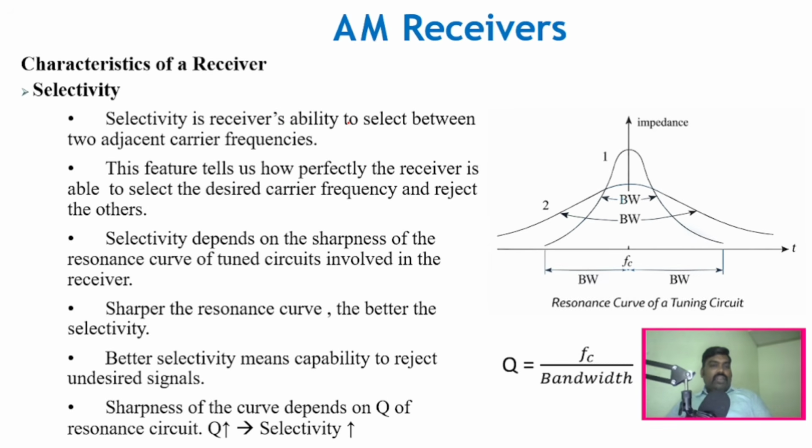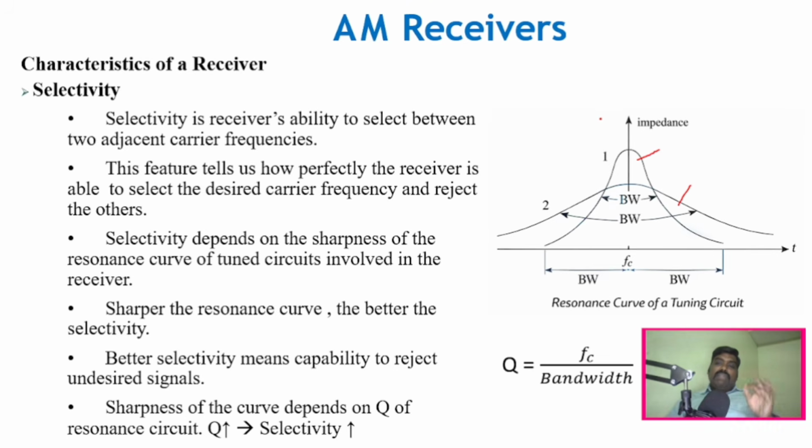As I said, it's the ability to select the correct carrier frequency. Even though there are two adjacent carrier frequencies, the receiver has to select the correct carrier frequency and reject all other frequencies. Selectivity depends upon the sharpness of the resonance curve of the tuned circuit, where you can see we have two resonance curves. Curve 1 performs better than this particular curve, because the sharper the resonance curve, the better the selectivity. And if it has better selectivity, then it is able to reject all other undesired signals.